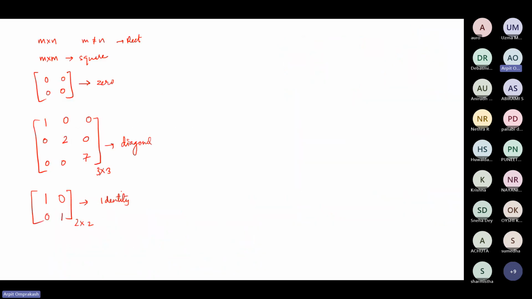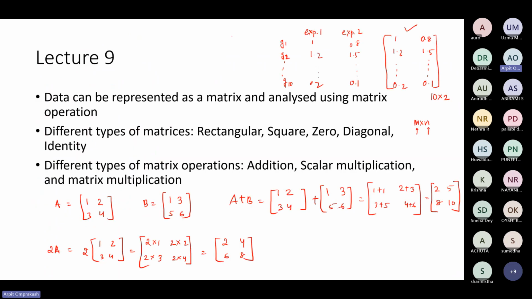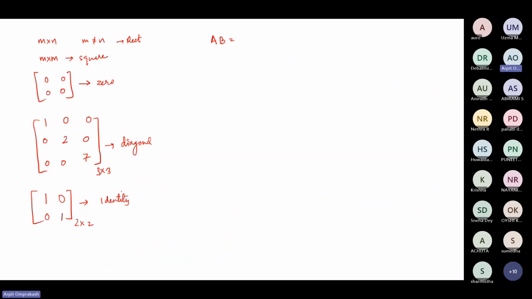Multiplying two matrices is slightly different from what we did with vectors. So let's say the previous two matrices A and B, if you want to multiply them together: A is 1, 2, 3, 4, B is 1, 3, 5, 6. What we basically do is, for the first matrix, we take the first row and multiply it with the first column. Multiply and add: the first element with the first element, the second element with the second element, and we add the result. So 1 into 1 plus 2 into 5.